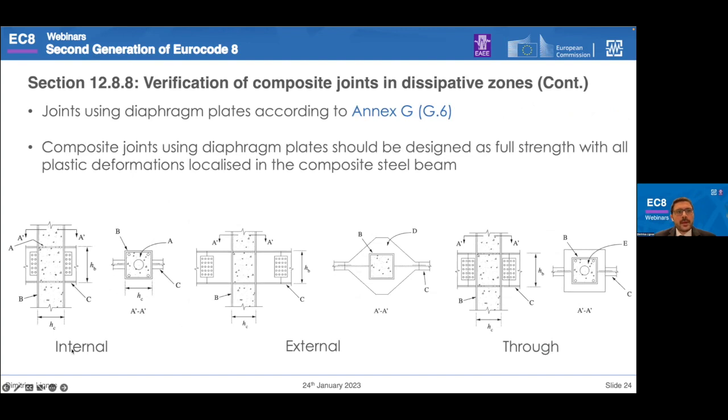Moreover, the Annex J now covers composite joints with diaphragm plates. This is according to G6. And these are categorized as internal, external, and through diaphragm plates that you see here in the last figure. Though, note that in all cases, when using diaphragm plates, joints are designed as full strength with all plastic deformations localized in the composite steel beam. And moreover, the annex provides details, for instance, that ease the construction. For instance, here in internal and through joints, you see that there are 25 millimeter holes that essentially facilitate concrete pouring.